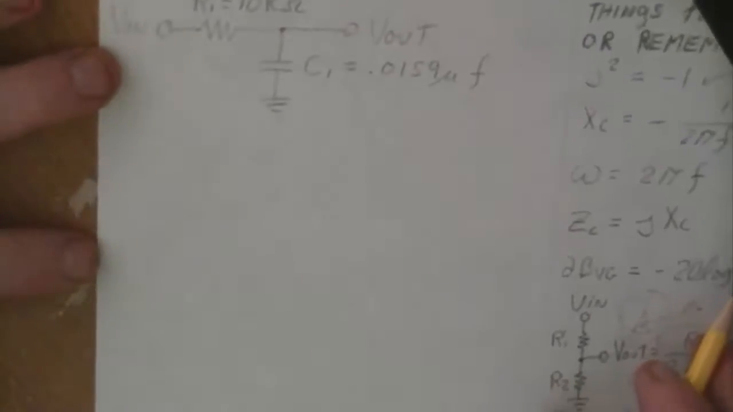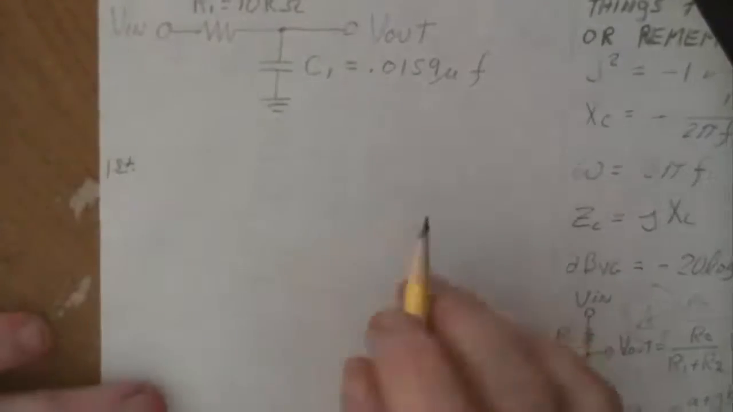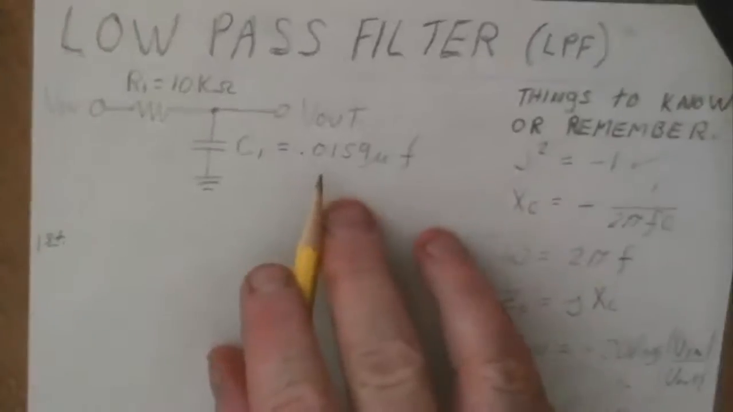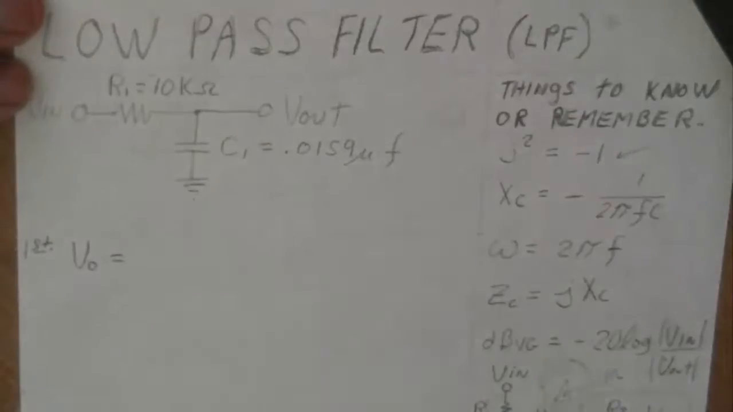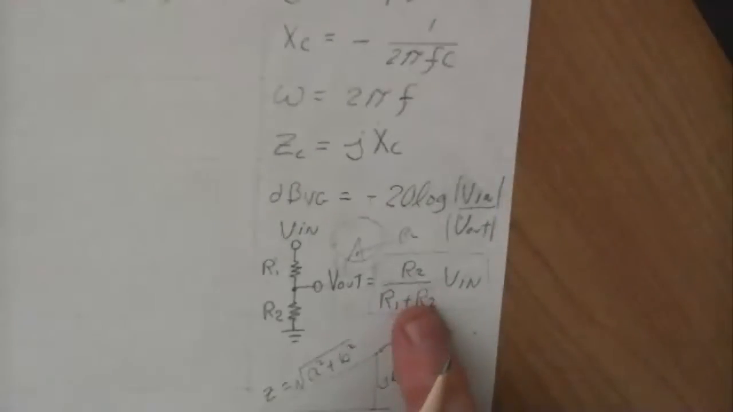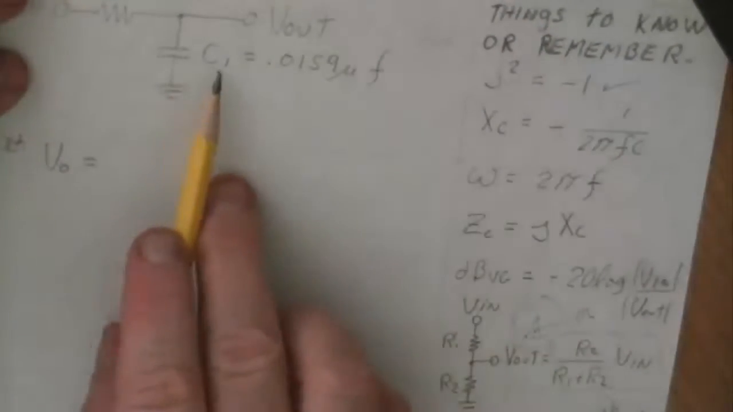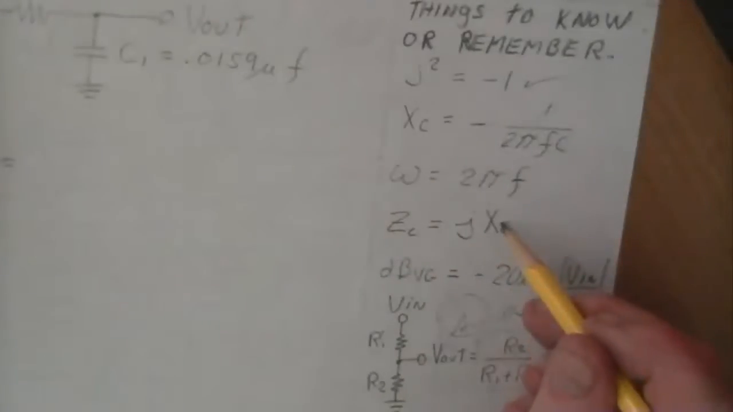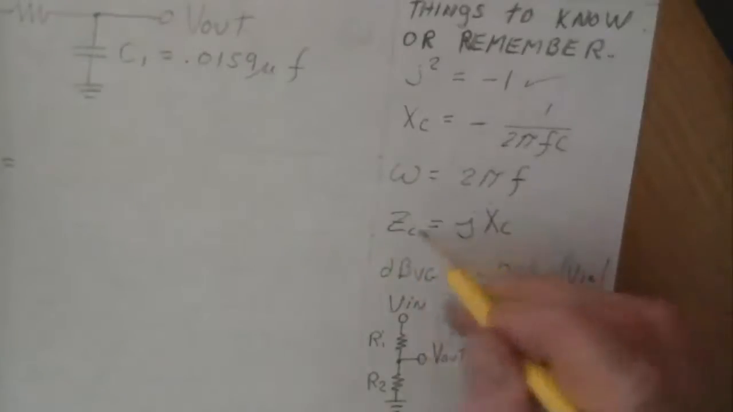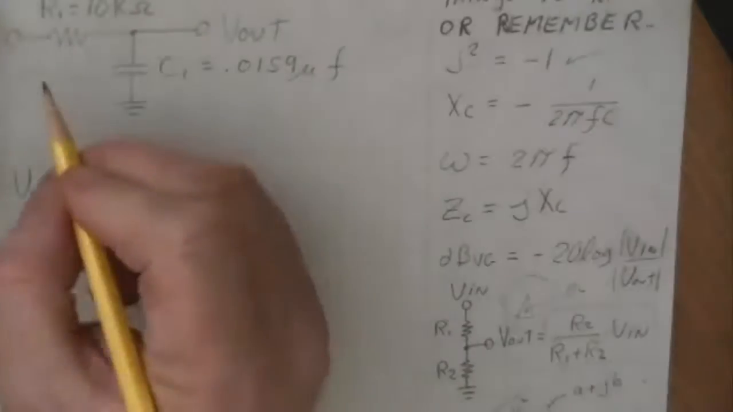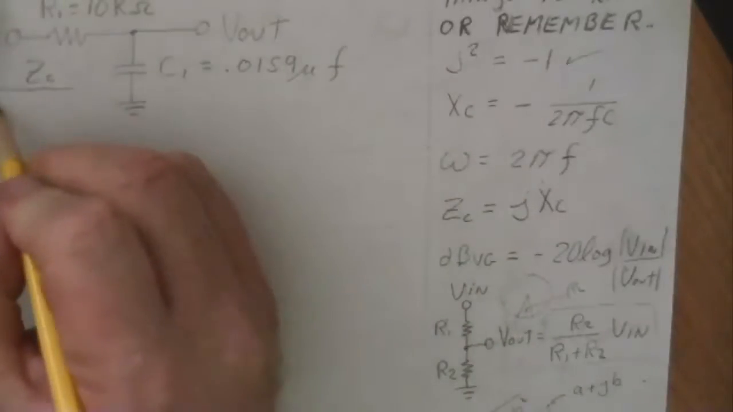So the first thing I'll do is write down the output of this circuit. What's the output of the circuit? V out. Well, using this formula, it's equal to R2 divided by R1 plus R2, but in this case we don't have an R2, we have a C1. Here is the equivalent of the resistance of a capacitor. So you think you could preliminarily write it Z_C divided by R1 plus Z_C.